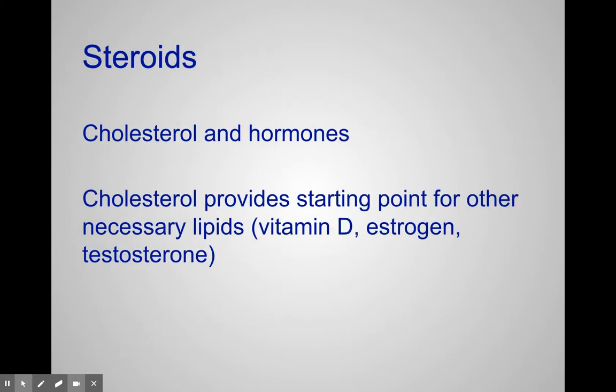Steroids are another important category of lipids. Steroids include substances such as cholesterol and hormones. Despite its reputation as a bad lipid, cholesterol provides the starting point for other necessary lipids, such as vitamin D and the hormones estrogen and testosterone. Estrogen and testosterone are those sex hormones that were shown on a previous slide.